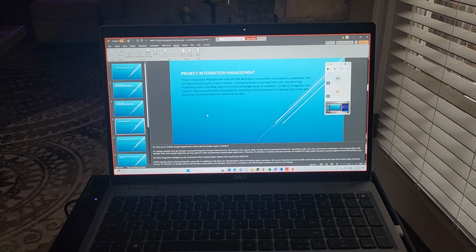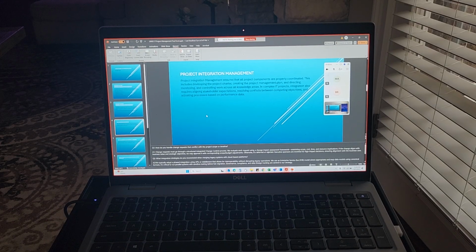Our first topic is project integration. Project integration ensures that all project components are properly coordinated. This includes developing the project charter, creating project management plans, and directing, monitoring and controlling work across all knowledge areas. In complex IT projects, integration also requires aligning stakeholders' expectations, resolving conflicts between competing objectives, and adjusting processes based on performance data.